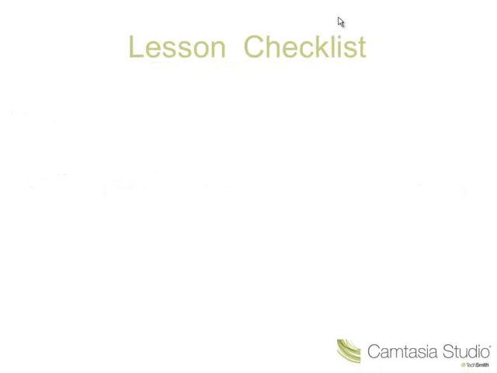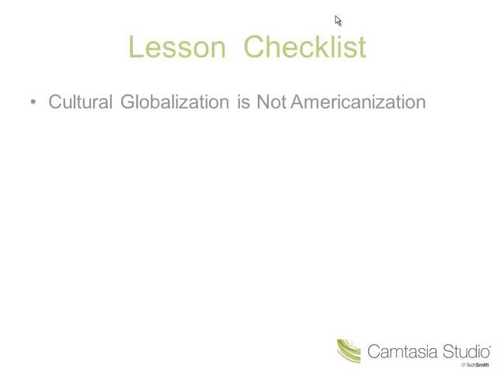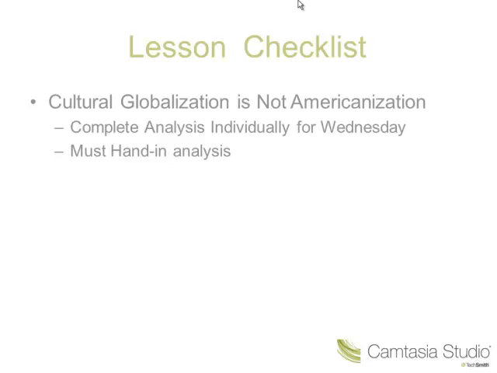All right, so the lesson checklist here is you are going to first assess the "Cultural Globalization Is Not Americanization" essay. I have a number of questions I'll run through here in a moment. You need to complete this individually for class on Wednesday. You will be handing this sheet in, so make sure that you have that ready to go. This can either be a lined sheet of paper or it can be a Word doc. It's up to you, but it must be complete by the beginning of class on Wednesday.